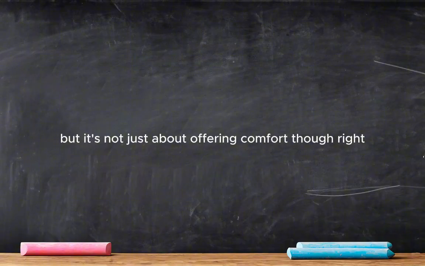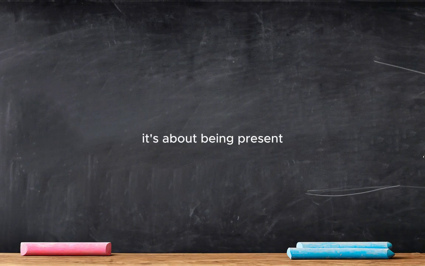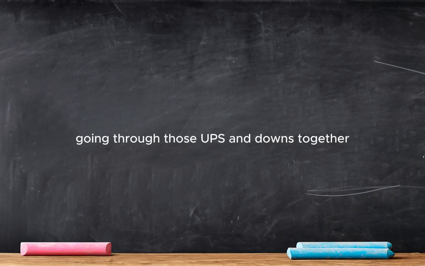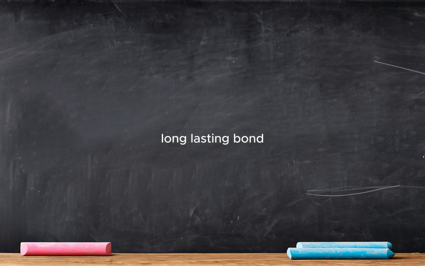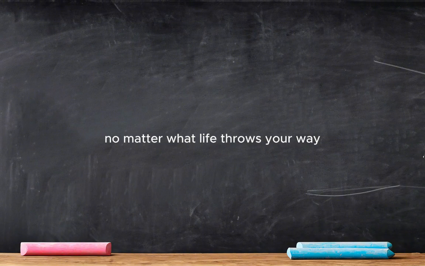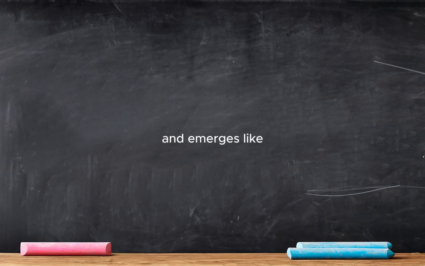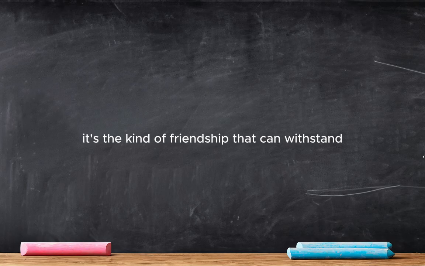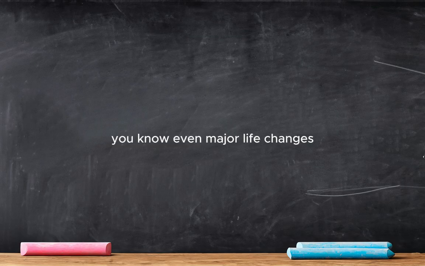It is nice. But it's not just about offering comfort, though, right? It's about being present, going through those ups and downs together. And speaking of which, the book uses a great idiom to describe that kind of long-lasting bond: through thick and thin. Oh, through thick and thin. A classic. What does that one mean to you? It's about resilience. You're sticking by someone's side no matter what life throws your way, good times and bad. It's that unshakable loyalty that weathers storms and emerges even stronger on the other side. It's the kind of friendship that can withstand disagreements, distance, even major life changes. It's not just about having fun together, you know?